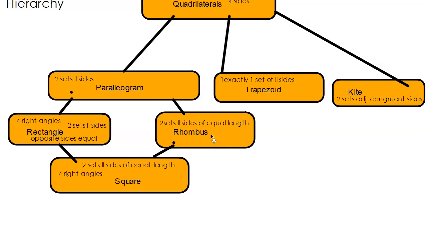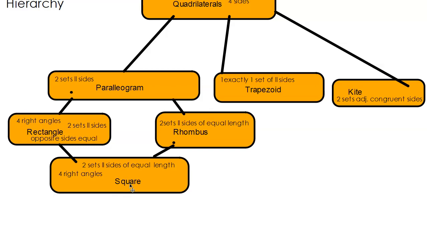All right, on this side, we have a category of the rhombus. Now, it too is a type of parallelogram because it has 2 sets of parallel sides. But in addition to that, its sides are equal in length. And then down here with the square, the rectangle is connected to the square and the rhombus is connected to the square. It is like a rhombus because it has equal length sides. It is like the rectangle because it has those 90-degree angles.